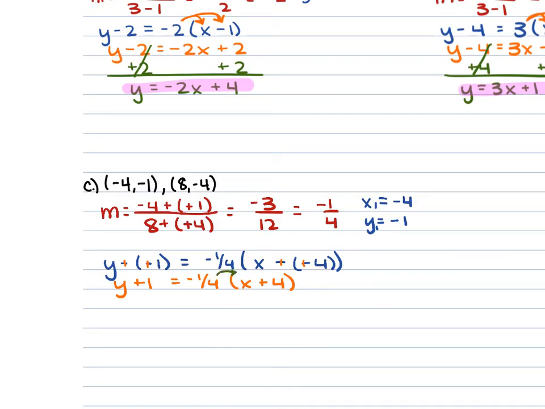I'm going to distribute that -1/4 first. So I'm going to have y plus 1 is equal to -1/4 x minus 1. I then subtract that 1 that's on the same side as y from each side. So I have y is equal to -1/4 x minus 2.